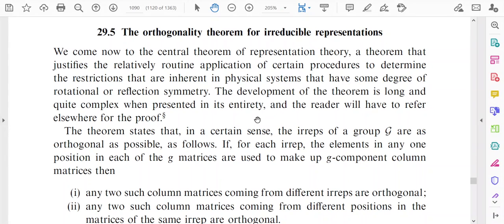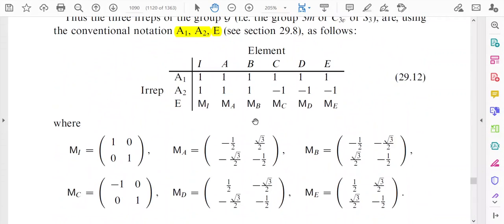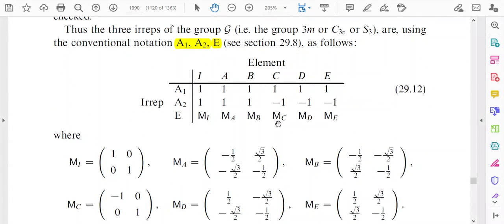G, that is, if we consider the symmetry elements of an equilateral triangle, which are isomorphic to a set of six matrices, as well as a permutation group, which we have discussed in our earlier lectures. So we have constructed a particular table showing that there are three different types of irreducible representation, A1, A2 and E, where I, A, B, C, D, E are the six elements.